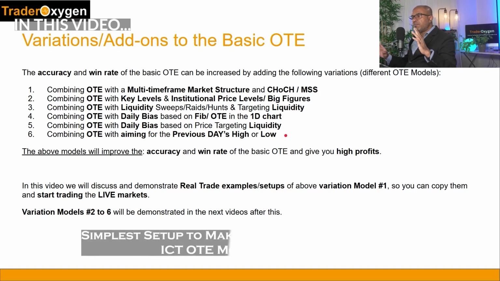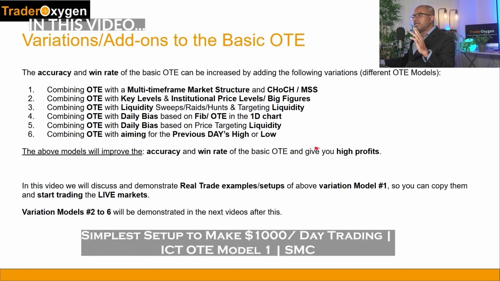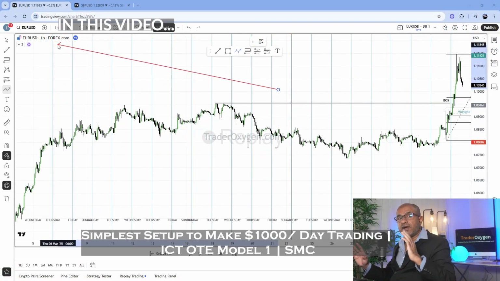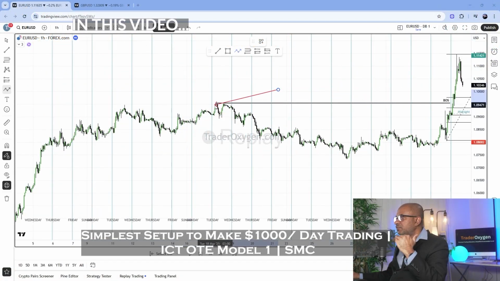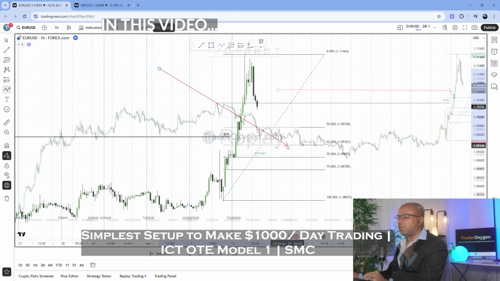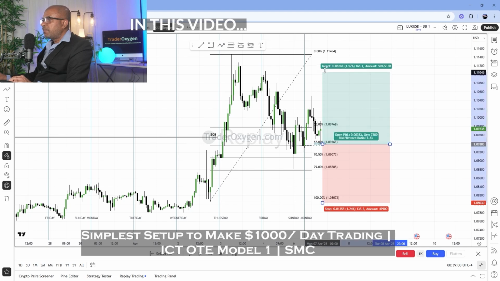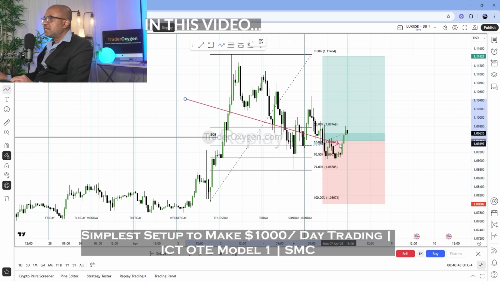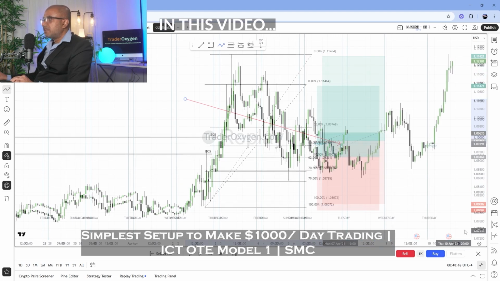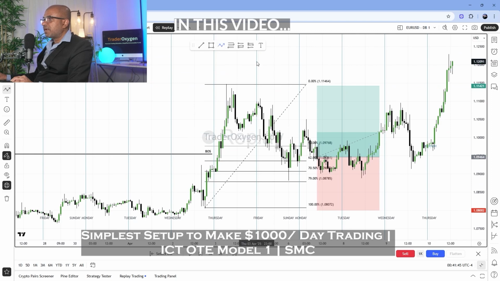These models will improve the accuracy and win rate of the basic OTE and will give you high profits. I'm in the Euro USD 1 hour chart, making a break of structure with powerful displacement, optimal trade entry. Option 1 is place your stop loss just below this first take profit, and then you can place a buy stop order here. The trade went and hit our first take profit level.